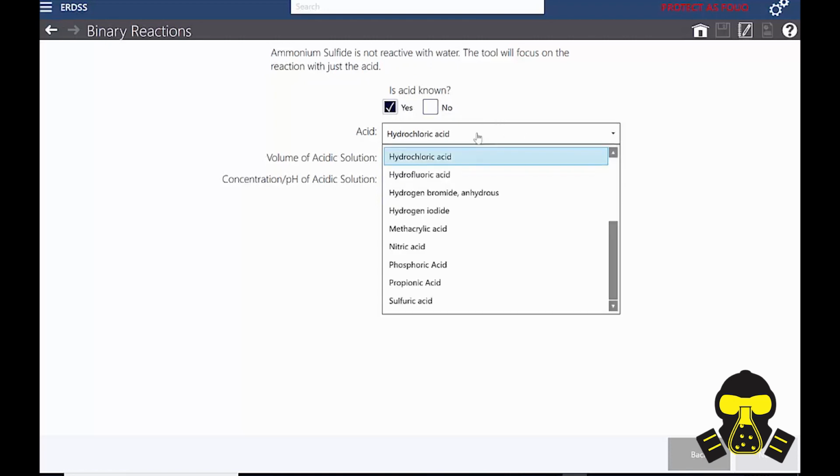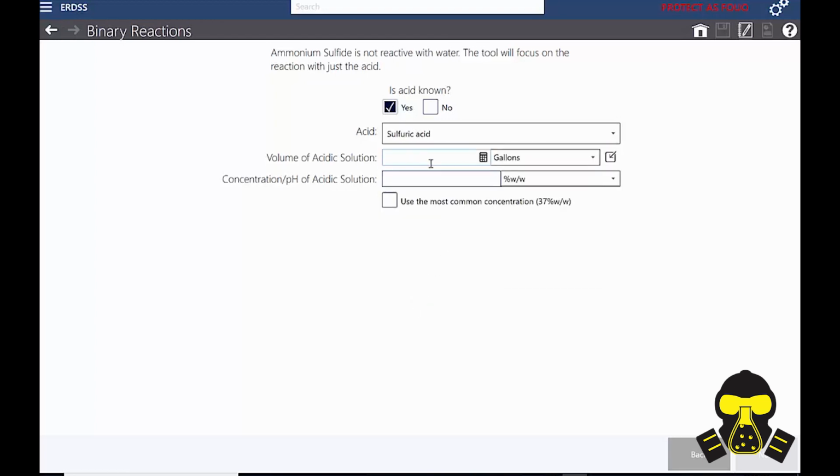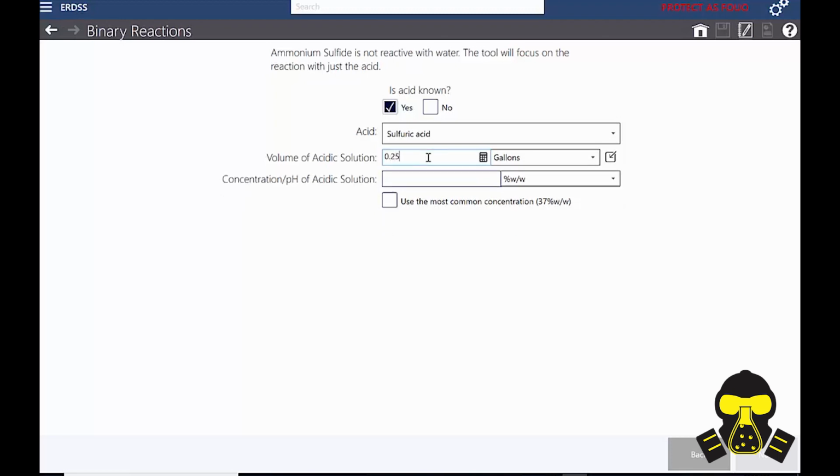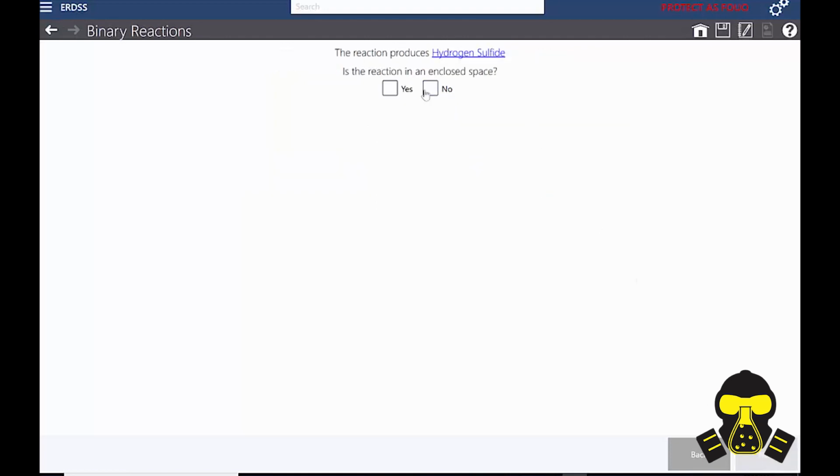Okay, so in this case, let's go up. I usually just go with sulfuric. And we'll just pick, I'm just going to go with half a gallon. Let's go with 0.25 gallons. And we'll use the most common concentration of battery acid. And say next. Okay, you're making hydrogen sulfide.